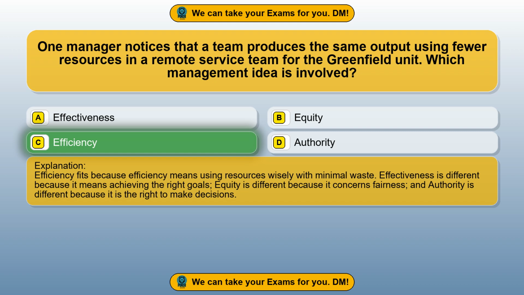Efficiency fits because efficiency means using resources wisely with minimal waste. Effectiveness is different because it means achieving the right goals. Equity is different because it concerns fairness, and authority is different because it is the right to make decisions.